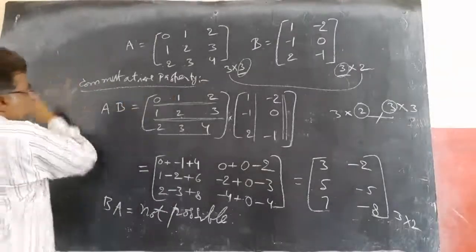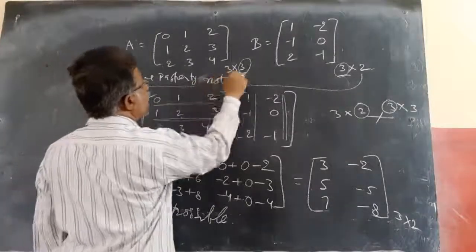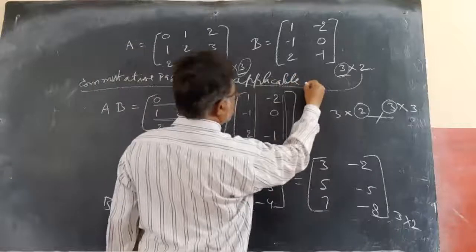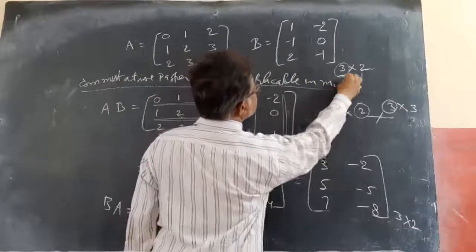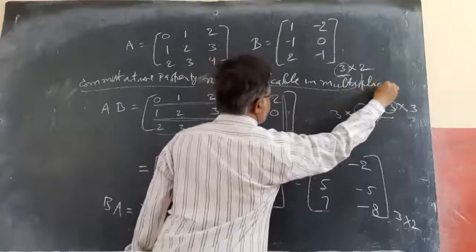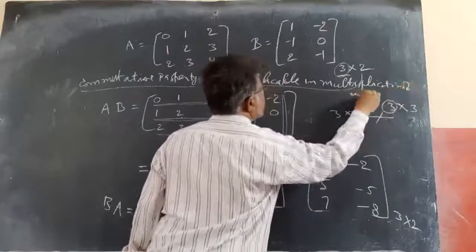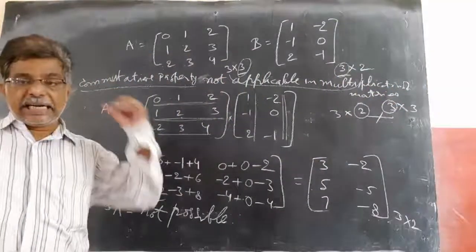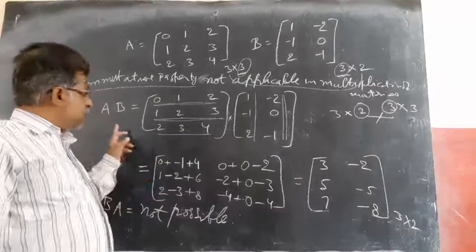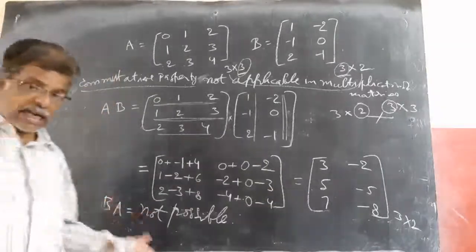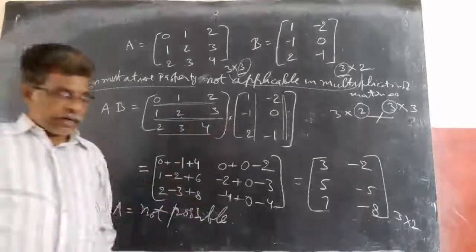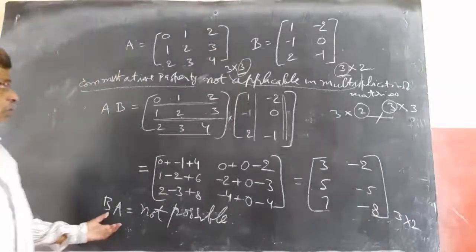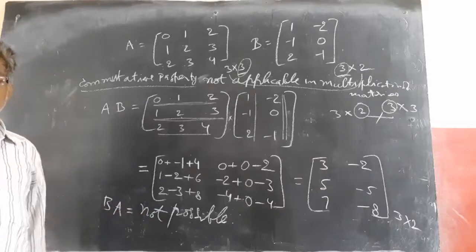The commutative property is not applicable in multiplication of matrices. So what I told, AB equal to BA is the commutative property, but it need not be true in matrix multiplication, because AB we got 3 by 2, but BA is not at all possible. First of all, we can't find B into A. The number of columns in B is not equal to the number of rows in A. So multiplication is not possible. So it need not be commutative.